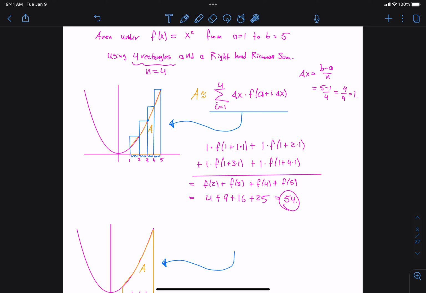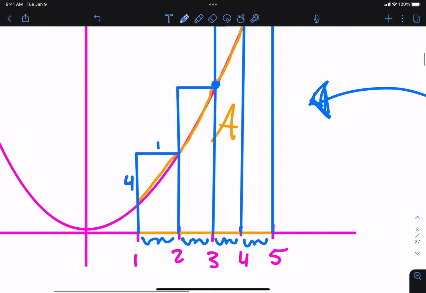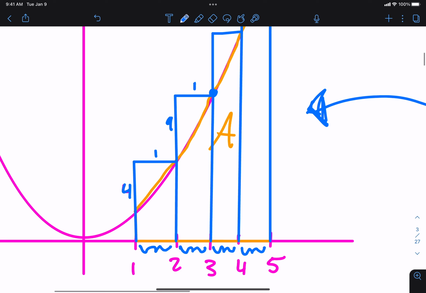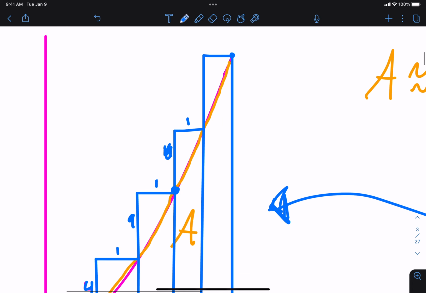So 54 is the combined area of these 4 blue boxes, because the first box's height is what you get when you plug 2 into the function. So this height here is 4, right? So this is 4. Why don't I do blue? So this is 4 units tall and 1 unit wide. This one is 1 unit wide and altogether 9 units tall. This one is 1 unit wide and altogether 16 units tall. And this one is 1 unit wide and 25 units tall.